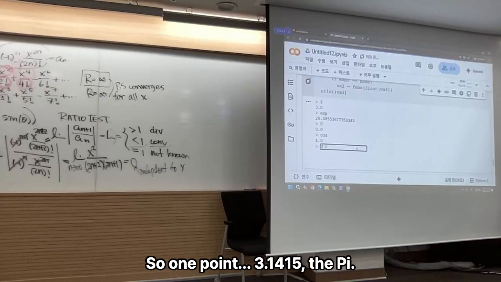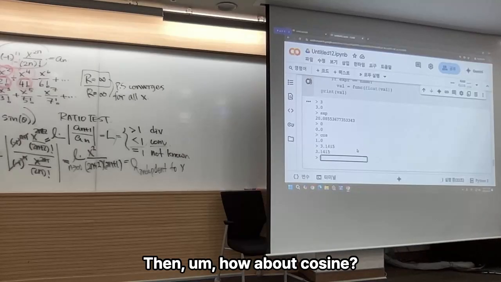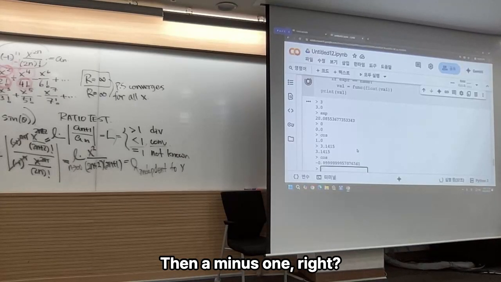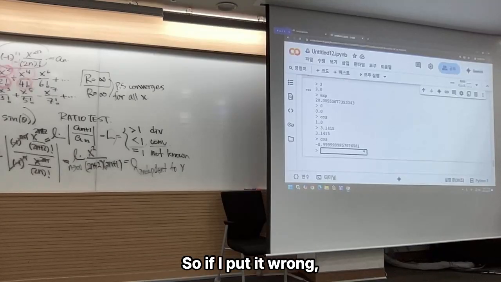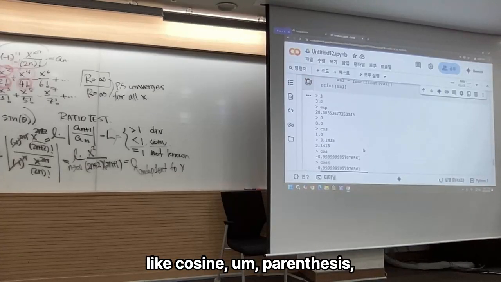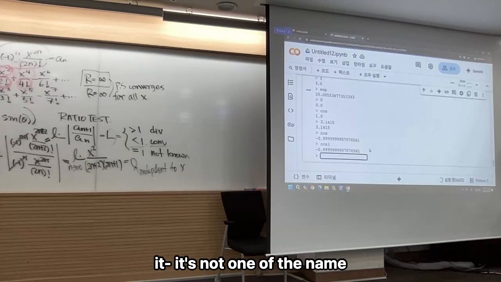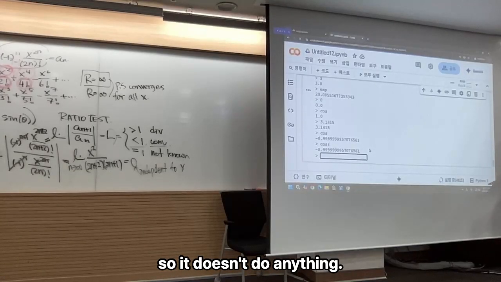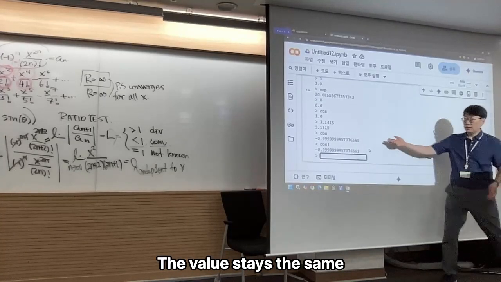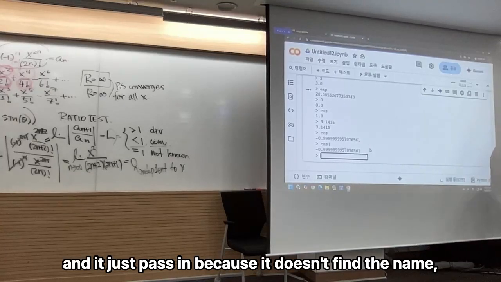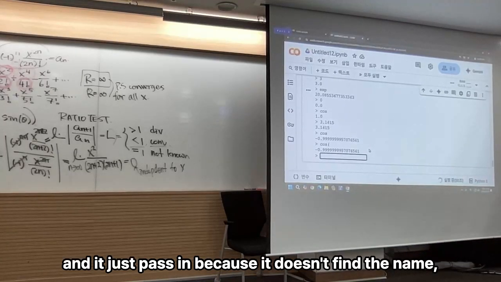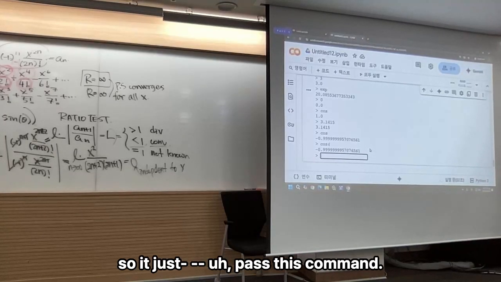So, 3.1415, the pi. Then how about cosine? Then a minus 1, right? So if I put it wrong, like cosine parenthesis, it's not one of the names I have in my dictionary, so it doesn't do anything. The value stays the same. I mean, it just passes because it doesn't find the same name in the dictionary, so it just passes this command.